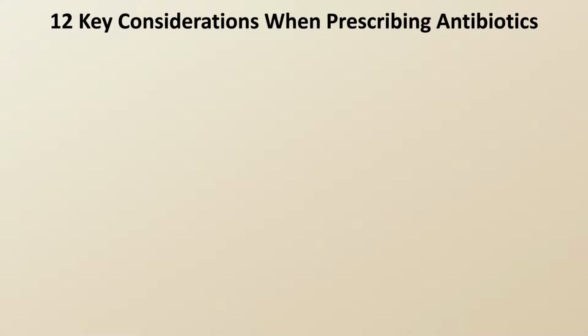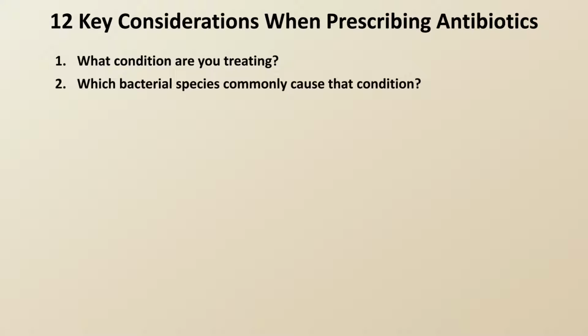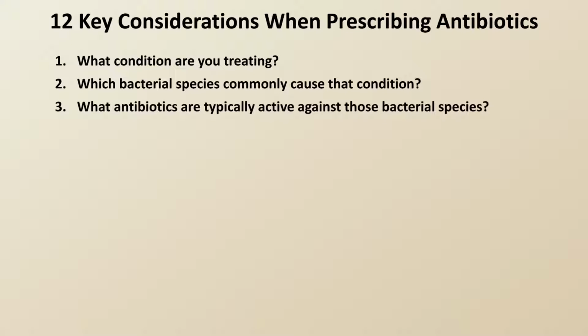With all of those disclaimers out of the way, I want to list the 12 key considerations when prescribing antibiotics. These are questions that you should ask yourself every time you consider prescribing an antibiotic for a suspected infectious disease. What condition are you treating? Which bacterial species commonly cause that condition? What antibiotics are typically active against those bacterial species? What are the local resistance patterns like?